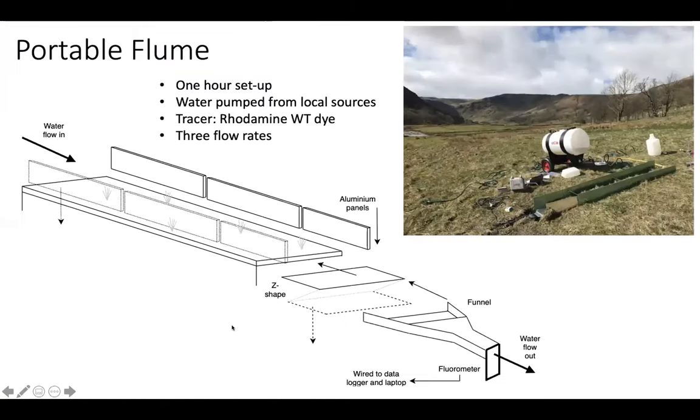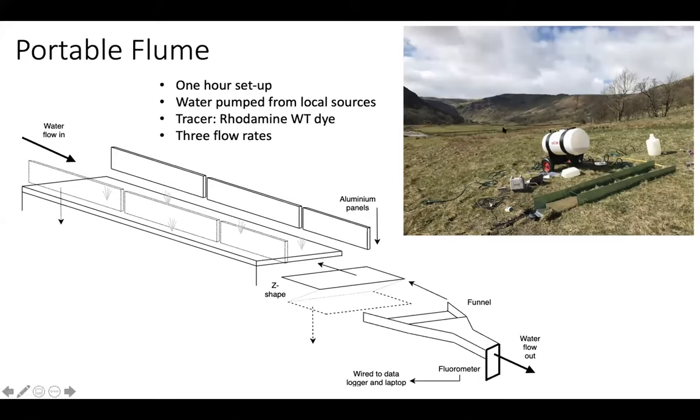So to measure surface roughness, I created this portable flume made out of aluminium panels. And I based this flume off work done by Anthony Parsons back in the 90s and by one of my supervisors, Joe Holden, back in 2008. And the flume is very much designed to be something that you could take out into the uplands. It's portable, you can take it apart easily, and it takes about an hour to set up in the environment.